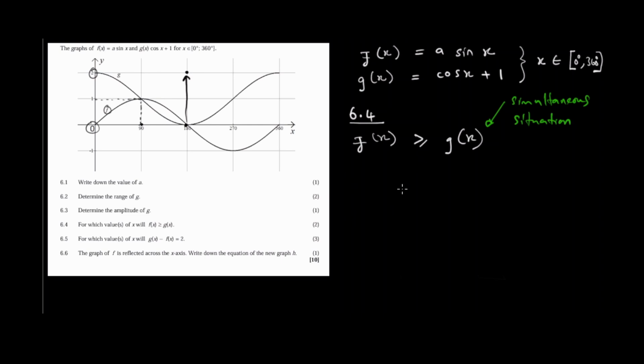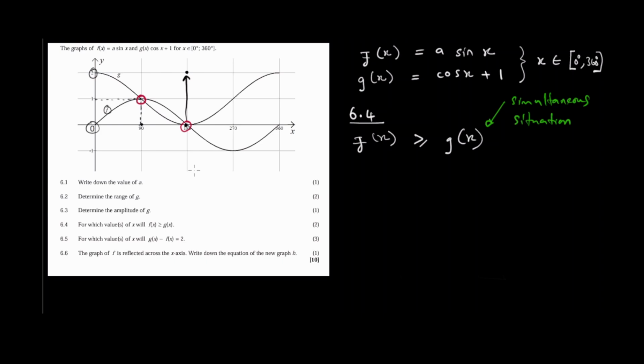Why am I calling it a simultaneous situation? It is because we are having two functions being equated. The function f of x is equal to g of x. So naturally we have to be drawn to the points where g of x meets f of x, which is this point and that point. You understand? Even though the question says greater than or equal to, there's still an element of being equal to. So we have to notice that there's a simultaneous situation there because of equating f of x and g of x.